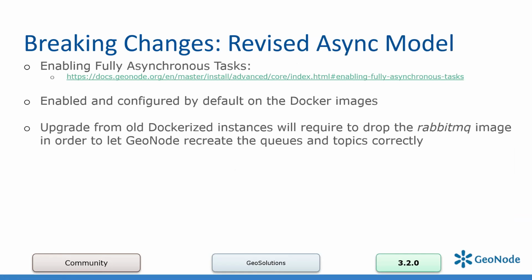The asynchronous model, as I said before: in case you want to upgrade from an old Dockerized instance, you will need to drop the RabbitMQ image and allow GeoNode to recreate the queues and topics correctly, automatically.